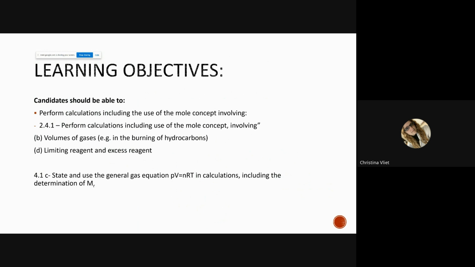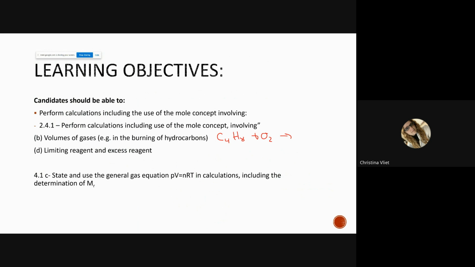But in previous chemistry, we did some of gases before, but there are some alterations. So: perform calculations including use of the mole concept involving volumes of gases, e.g. in the burning of hydrocarbons. What does that mean? Combustion? What's a hydrocarbon? Something like this, right? They're like, ooh, burn. What volume of gas will you get?